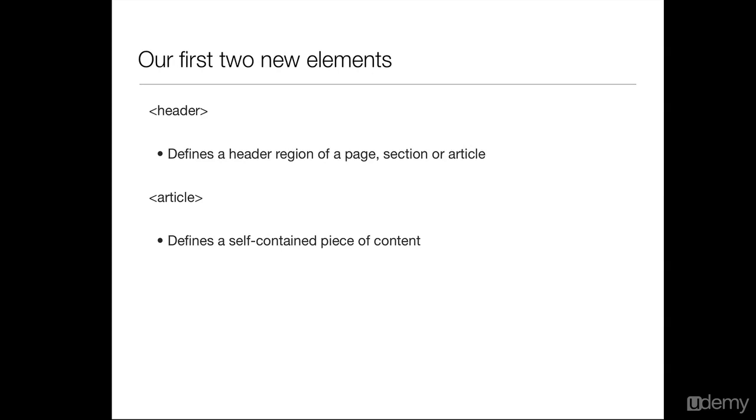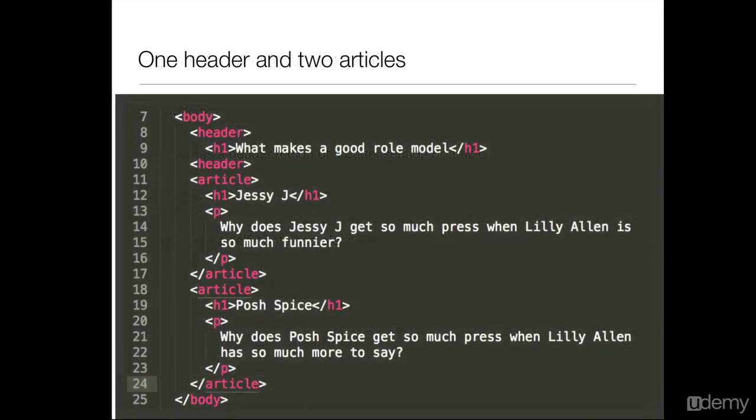With an article, that defines a self-contained piece of content. So for our entries in the weblog, then an article makes sense. That's a well-defined, self-contained piece of content, and the author of that article has every right to be able to choose the heading hierarchy within that document, and they can now without messing up the document outline. So let's take a look at that.